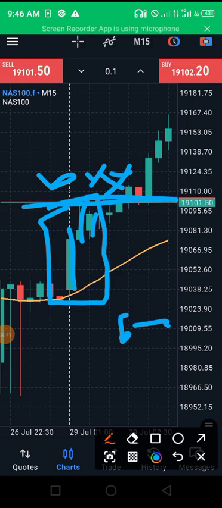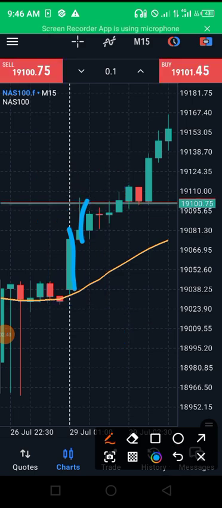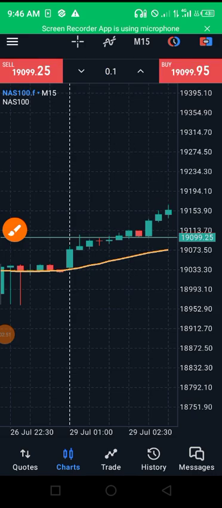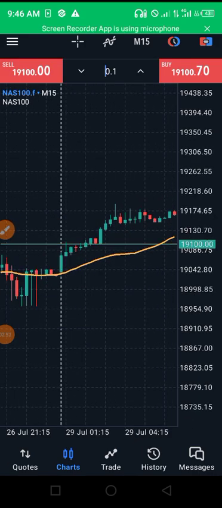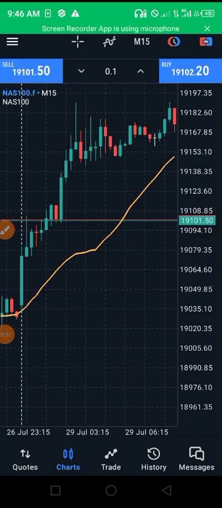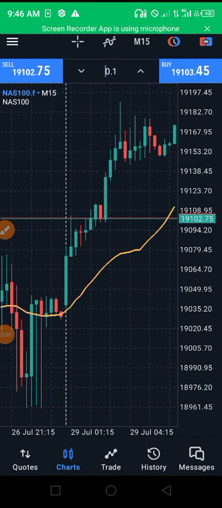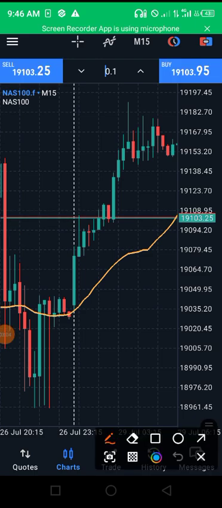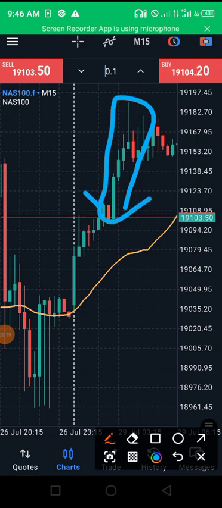So let us now say I have bought around this candle here. I bought here. Now let's see the market go in my favor. Let's see what happens to the market. Remember that I bought around this zone here. When the market moves up and comes to this place, I will have made those profits.